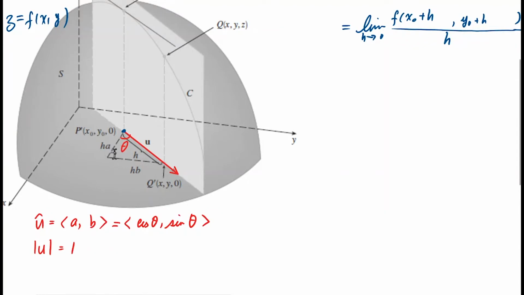Now let's figure out this side. Okay, this side, here's a right triangle. The hypotenuse is h. So this side has to be h times cosine theta, isn't it? And this side has to be h times sine theta. So this is ha, a being cosine theta, and hb, b being sine theta. How about that?